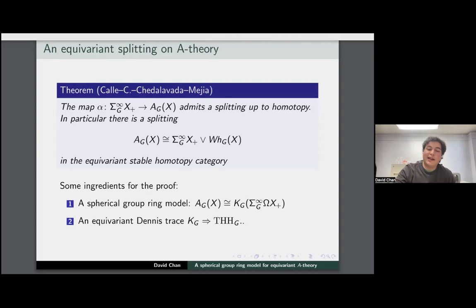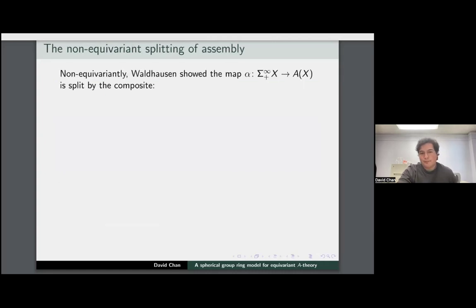And the other thing that we need is a version of the equivariant Dennis trace from some version of equivariant K-theory to some version of equivariant THH. Now, I haven't told you what equivariant K-theory and equivariant THH are. I will do that now. But I think it's helpful to set the stage by giving a sense of how you're supposed to think about the map splitting.